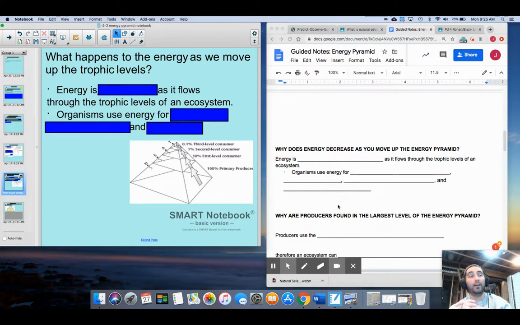All right. So you probably should be asking, or you probably are asking yourself, why is energy being lost? What happens to the energy as we move up the trophic levels? To go from 100% to 10%, that's a significant amount of energy, right? To be lost. And the reason why is because energy is lost or used as it flows through the trophic levels of an organism. It's lost to the environment or it's used by the organisms.